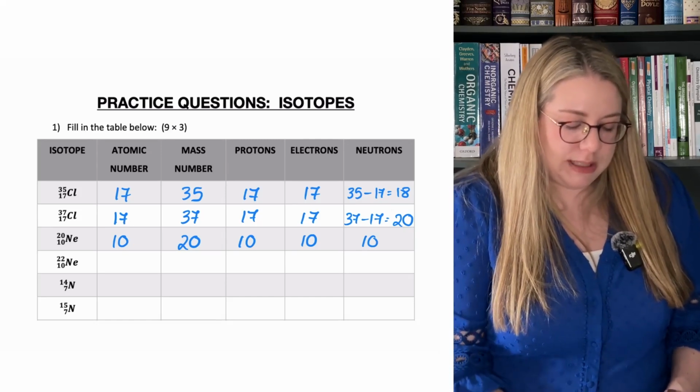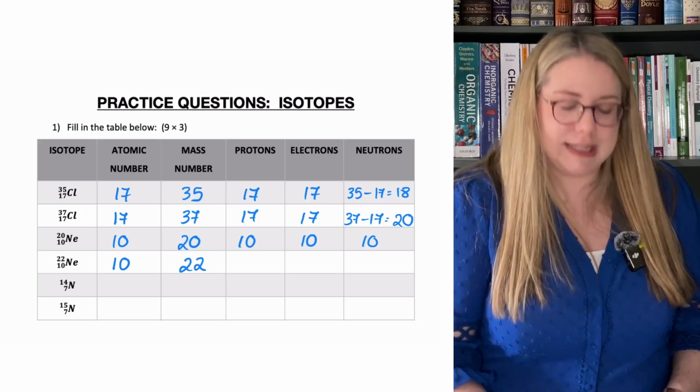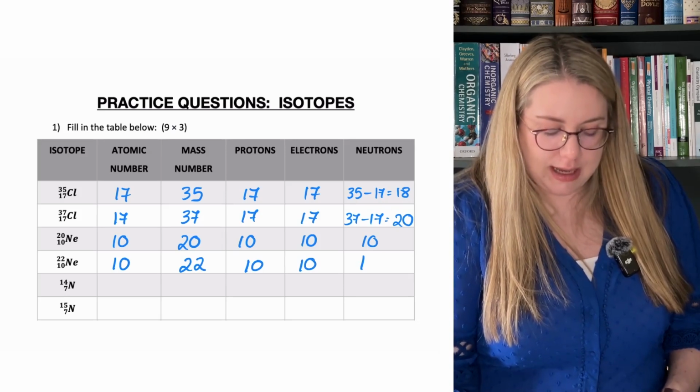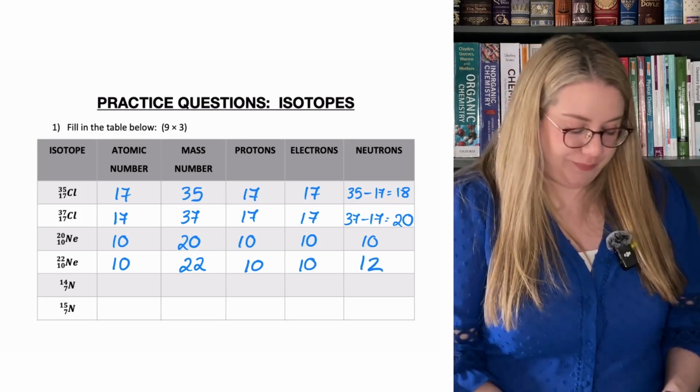But then we have neon 22. It has 10 as the atomic number, but 22 as the mass number. 10 protons, 10 electrons, and 12 neutrons. 22 minus 10 gives me 12.